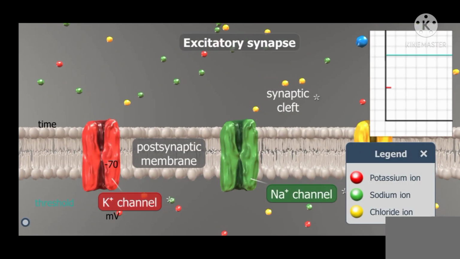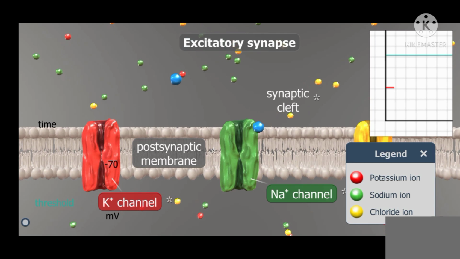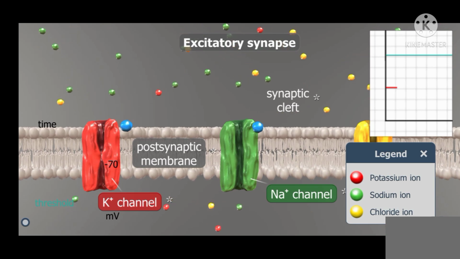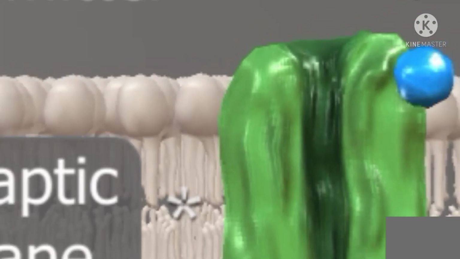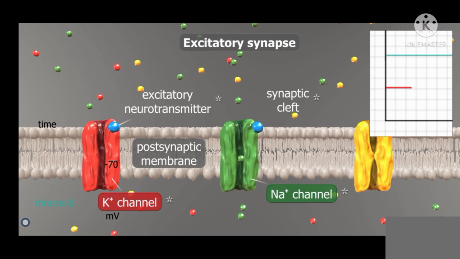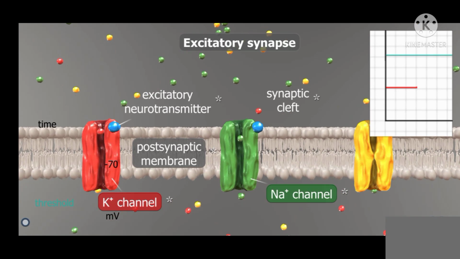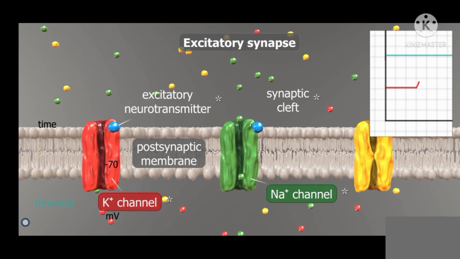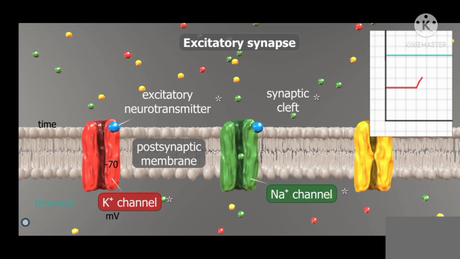In excitatory chemical synapses, sodium ions flow through the postsynaptic membrane into the cell, while potassium ions flow out of the cell. The influx and efflux of ions increase the membrane potential compared to the resting potential. That is, they depolarize the membrane. If enough excitatory neurotransmitters are released to increase the membrane potential such that it reaches the threshold, an action potential is triggered.